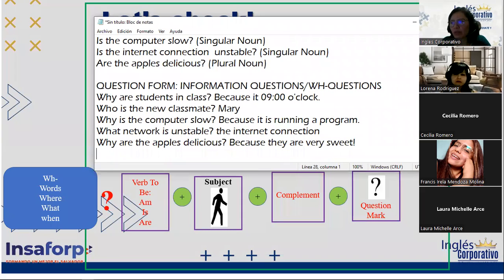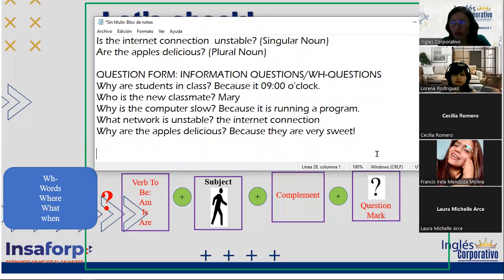Ahora bien, podemos también hacer otras preguntas, como por ejemplo con WH phrases. Ayer decíamos que cuando yo digo WH word es porque solo va eso, solo va la WH word. Pero si yo digo WH phrase es porque lleva más de una palabra siempre dentro de esa sección en la cajita azul. Por ejemplo, what time? What time is the English class?